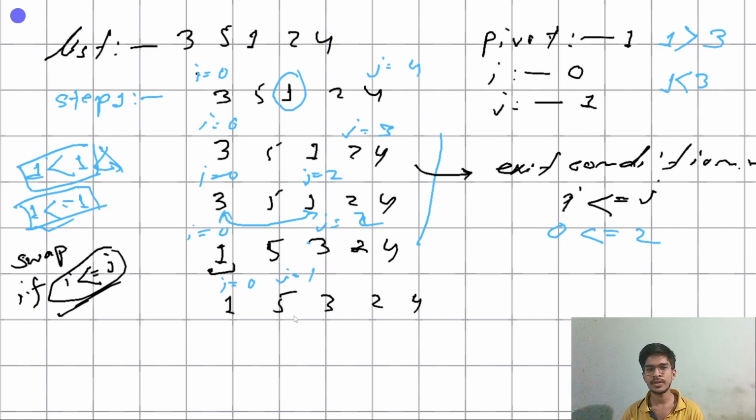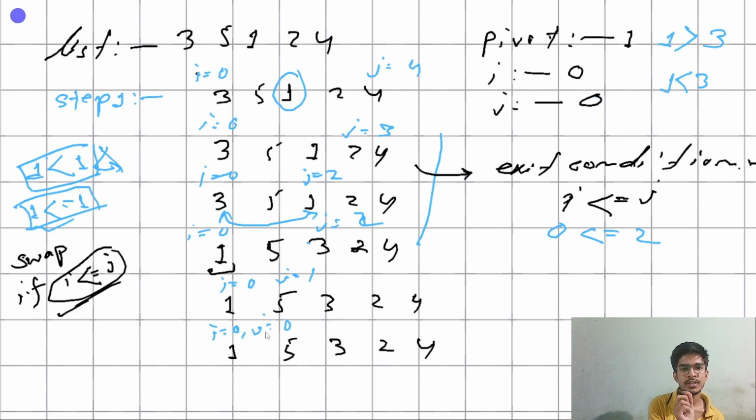So now again we say, okay, this is greater than 5, greater than 1, but we need a lesser element. So it will decrease the value of j to 0. Now it will be 0, and here it will become 1, 5, 3, 2, and 4, with i equal to 0 and j equal to 0. It will be at the same position.